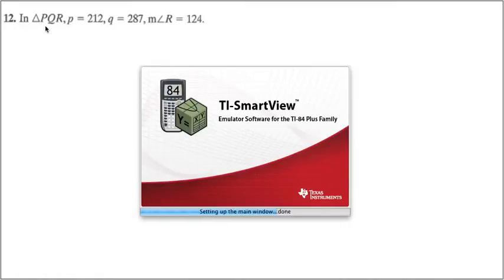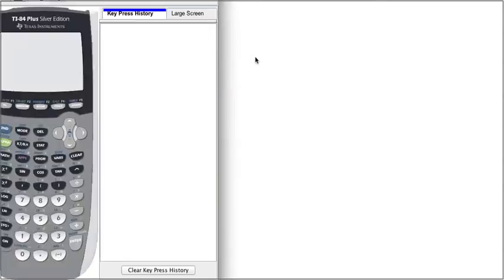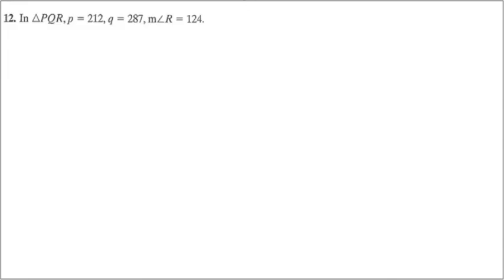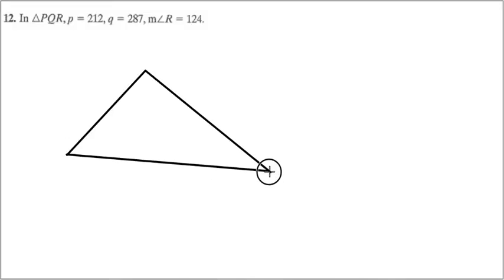So in the triangle PQR, the length of side P is 212 and Q is 287. The measure of the angle R is 124. So why don't we assume that the triangle will be something like this, a bit longer. This would be 212. This is 287. And that means this is Q, which makes this one Q.